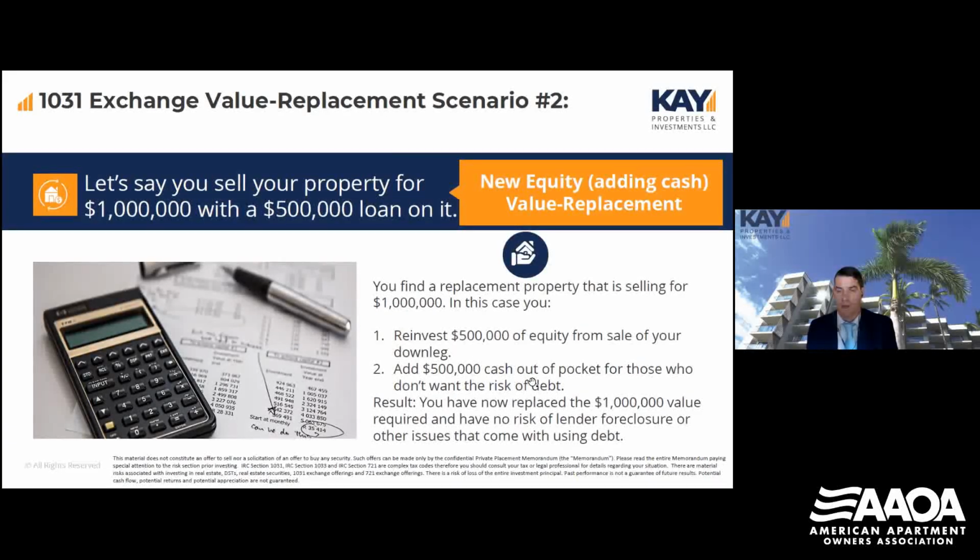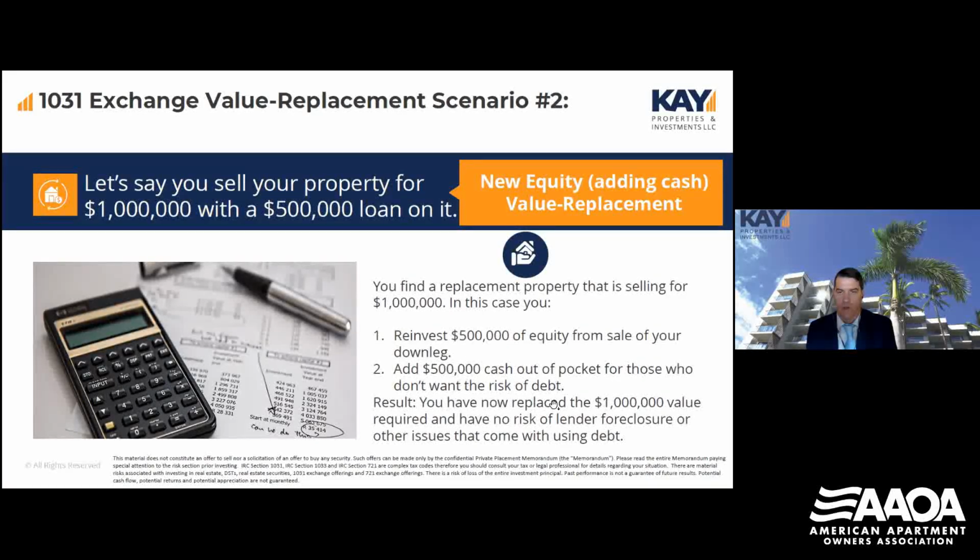Now, some people can and want to come out of pocket, and they do not want to take on a loan in that scenario. So that's what we're going to cover right here. You find a replacement property that's selling for $1 million because that's what you need to purchase. You sold for $1 million, you need to buy $1 million. So reinvest $500,000 of equity from the sale of your down leg, and so that would be the funds coming from your qualified intermediary, and then add $500,000 cash out of pocket for those who don't want the risk of debt.